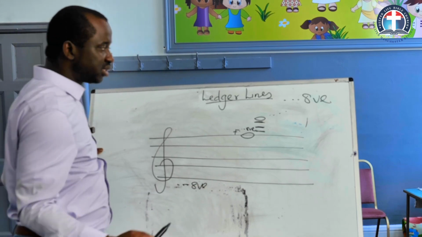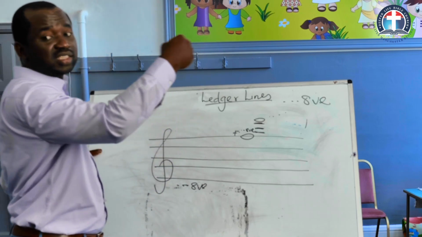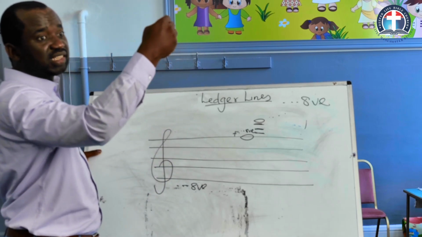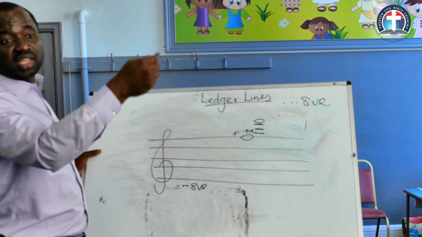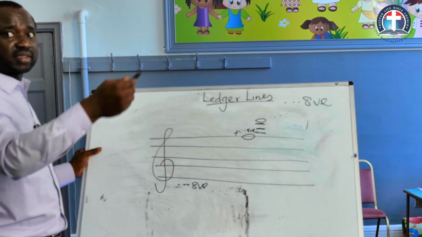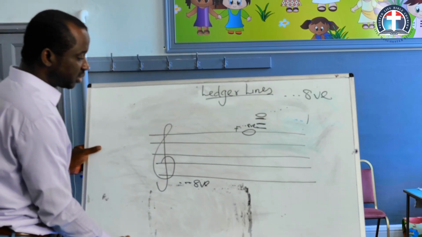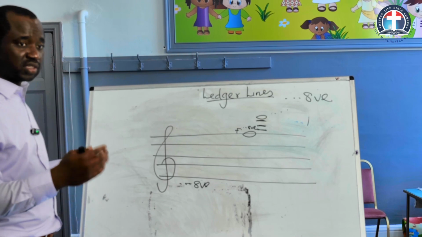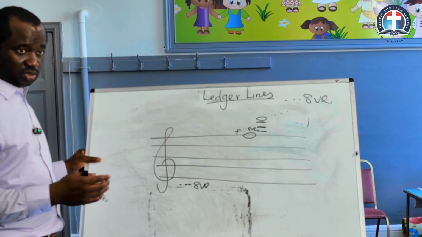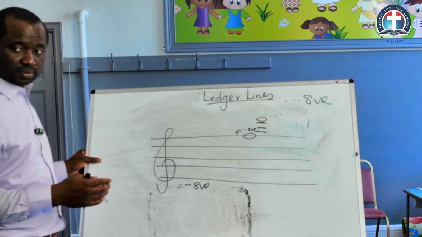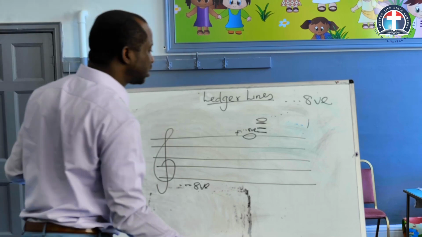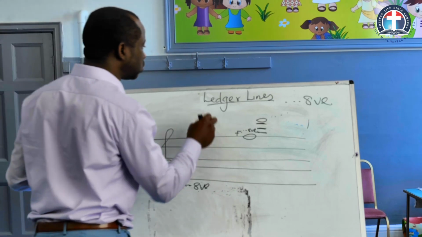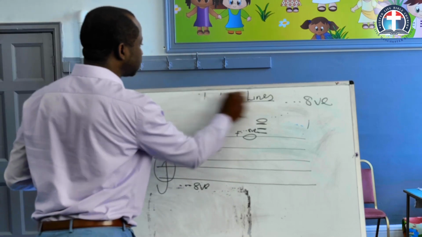Okay? So that is one way of writing above ledger lines, extending the stave. You can extend the stave by using the octave sign. Does that make sense? You can extend the stave by using the octave sign. Any question? Good.